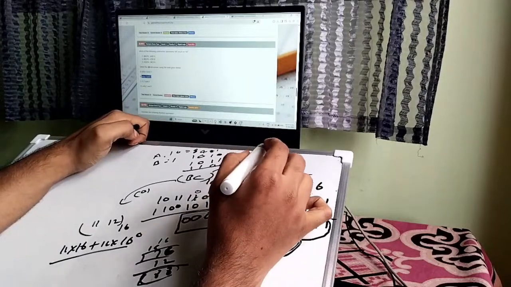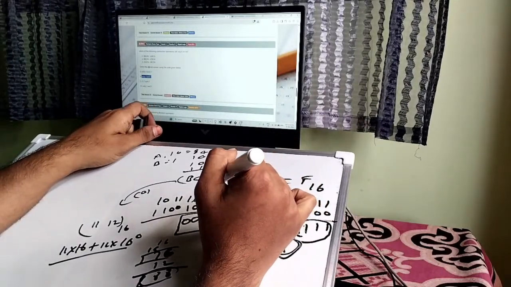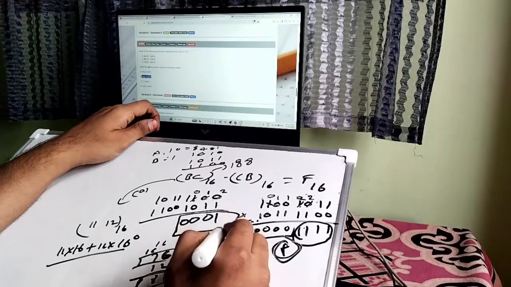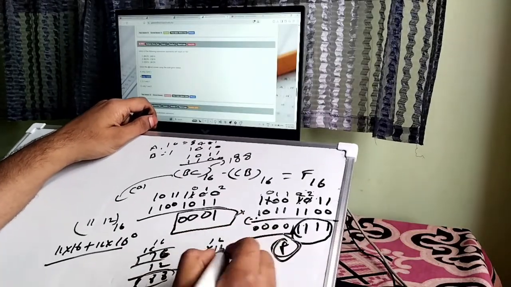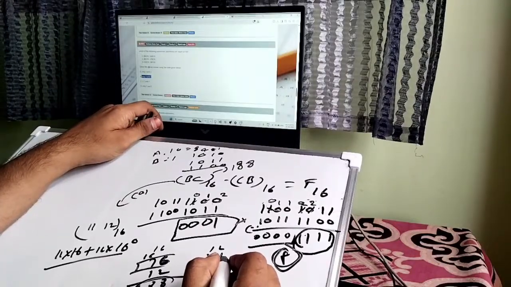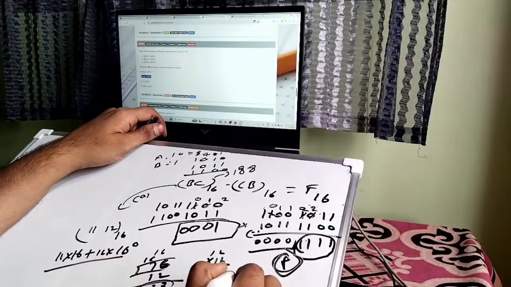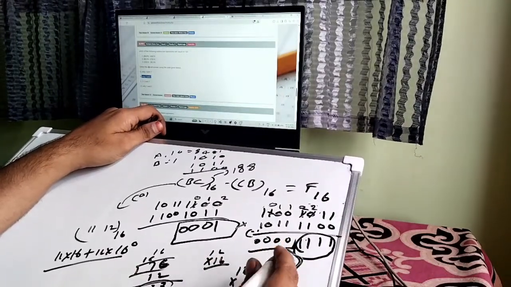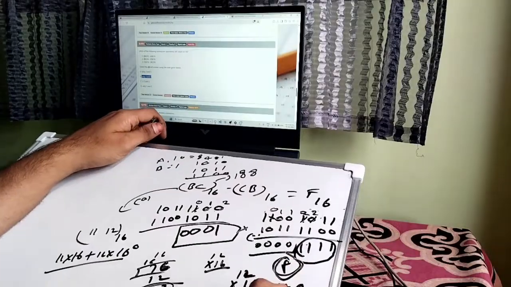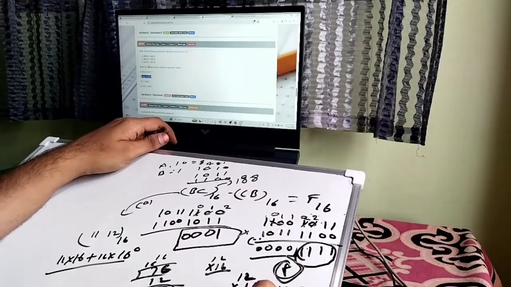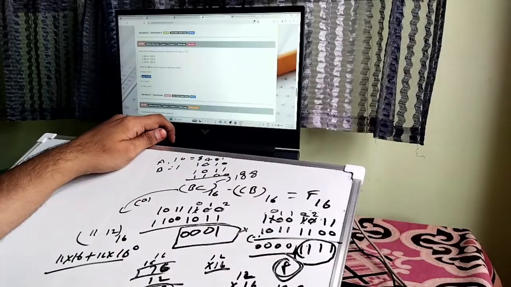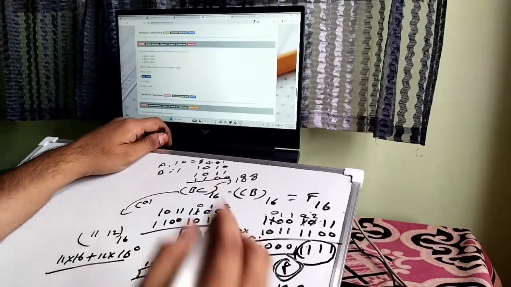Then what is BC? Better to do 16 into 12. 12 times 16 is 192, plus 11 is 203... so if we do 192 plus 6, we get 198, and then 198 minus 188 becomes 10. So I can see this is wrong.